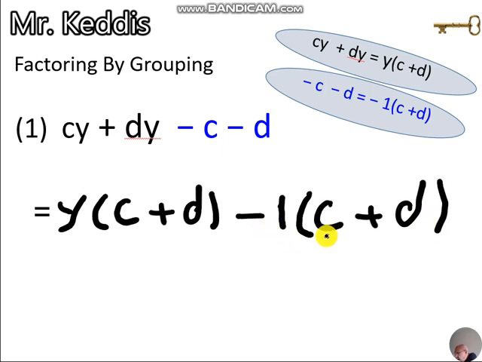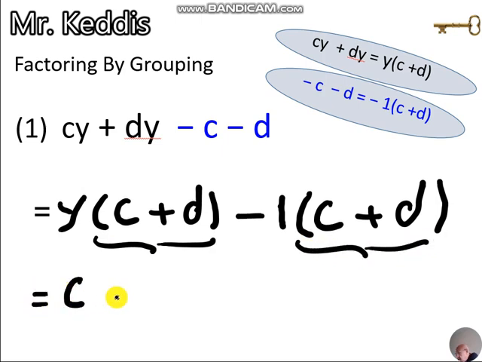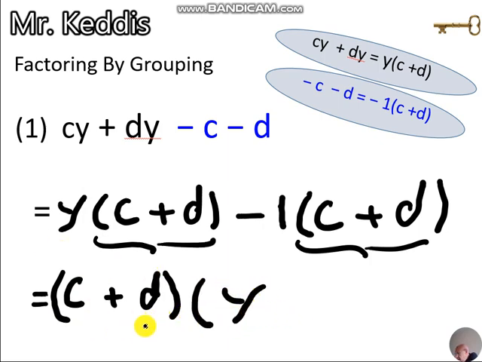Because negative 1 times c, I get negative c. Negative 1 times positive d, I get negative d. You have c plus d here as a common factor. Equal under equal, I take c plus d as a common factor. Times y, I get the first term. C plus d times the negative 1, I get the second term.